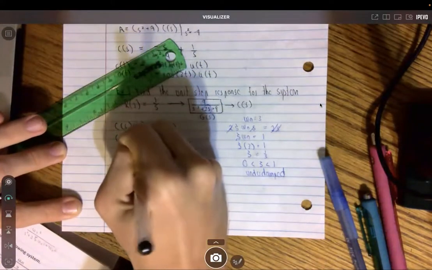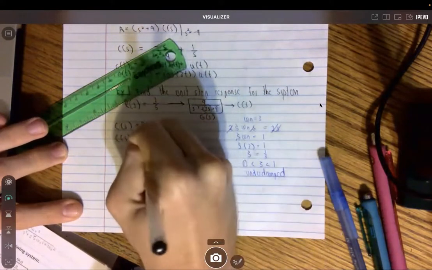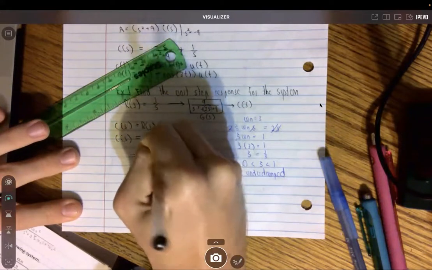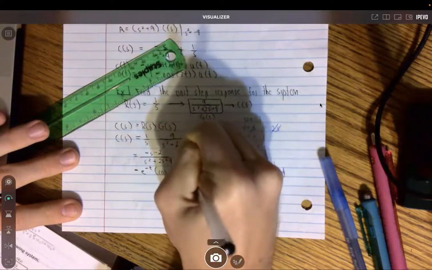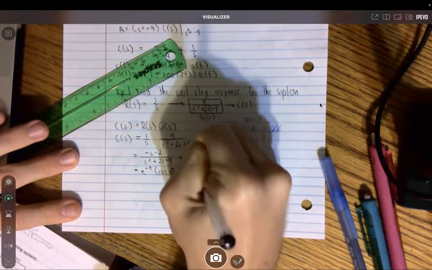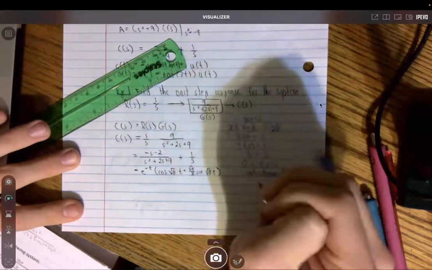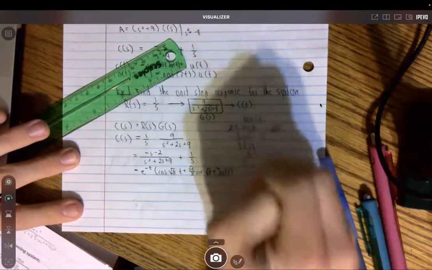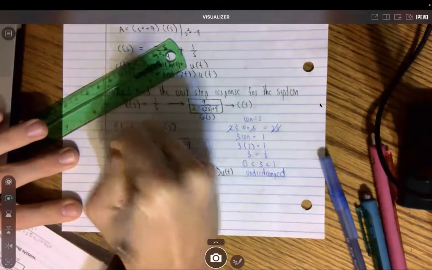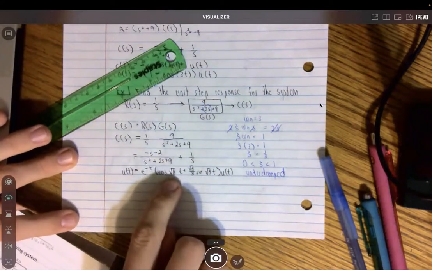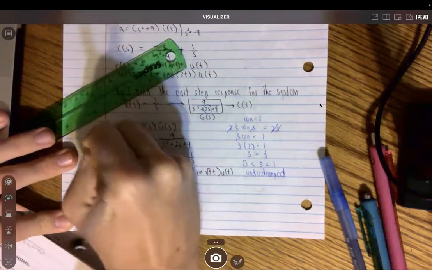It's going to be minus, that minus will come out, and then it's going to be e to the negative t, and then it's going to be cosine square root 8t plus square root 8 over 8 sine square root 8t, and then this one, so u(t). This one over here was just u(t), so I'll just put the u(t) over here. You would just use the inverse Laplace transform table in order to convert this into the time domain. That's what we did here.